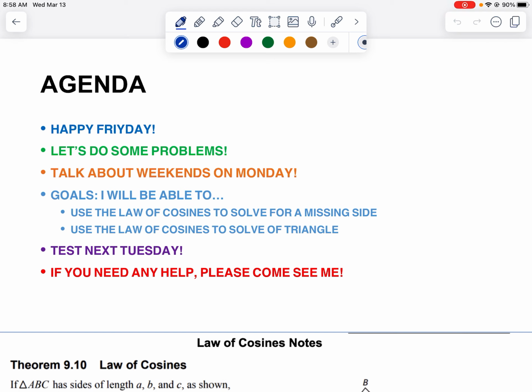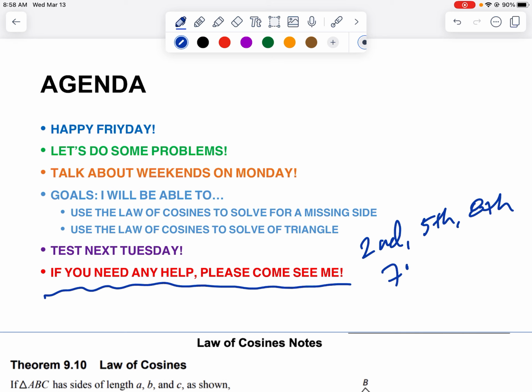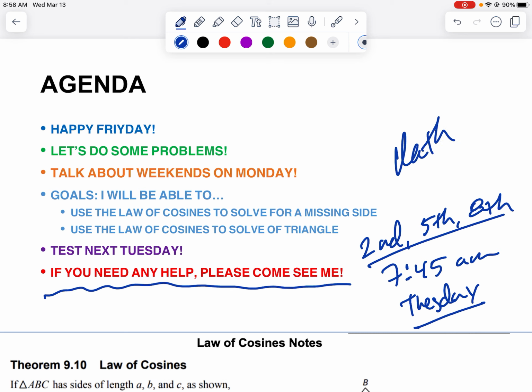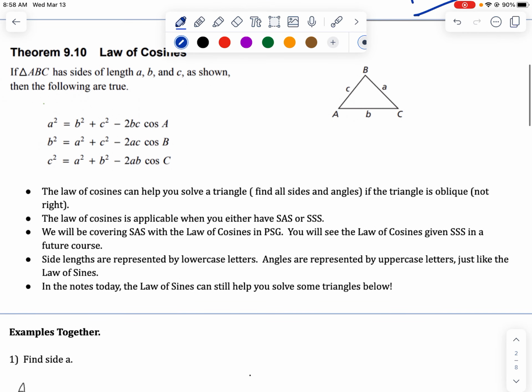Remember, our test is next Tuesday. If you need any help, please come see me. Remember, I'm free 2nd, 5th, 8th. I get to my desk at 7:45 a.m. I'll be there on Tuesday. Come see me in the math office if you need anything. If you'd like to talk, I can meet after school on Monday, maybe, potentially. I don't know, you have to ask. But if you need some help, please don't hesitate to ask.